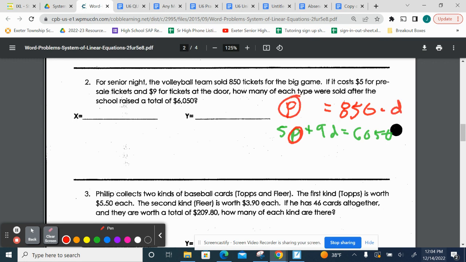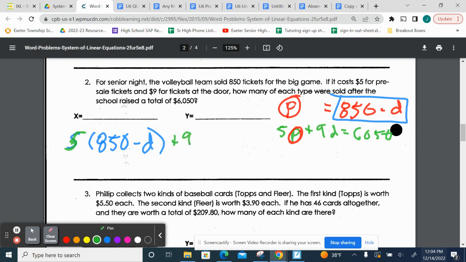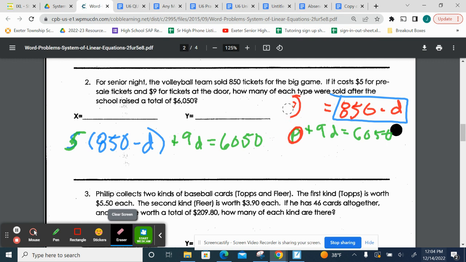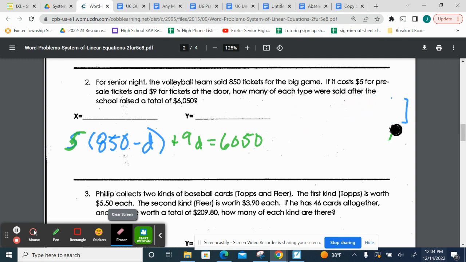And then there you go. P in for P. The 850 is going to go in. And so what we have is 5P, we're going to replace it then with 850 minus D, and then we're going to do plus 90D equals 6,050. Again, I'm going to have to do a little erasing here. You can certainly pause it and go back, but from there, we would distribute. Numbers are going to get a little big, but we would just solve from there.